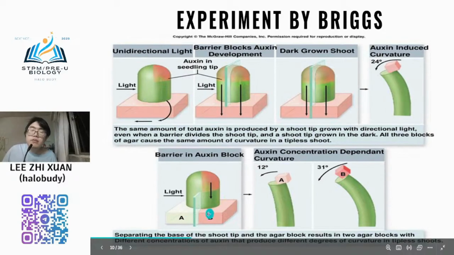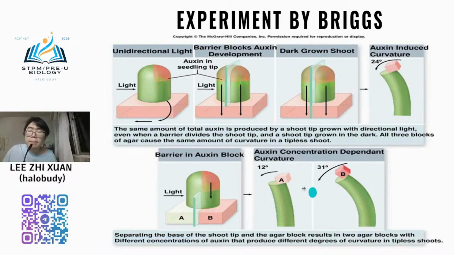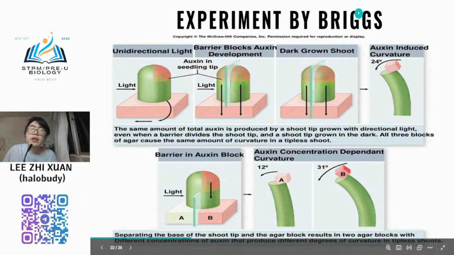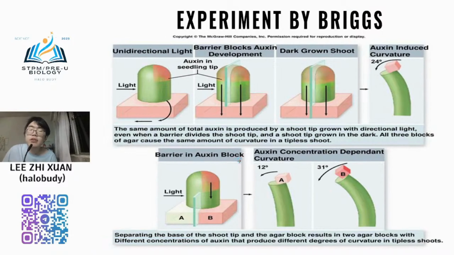So when you use this agar block and transfer it onto the plant again, you will find that the curvature of the plant for A and B are different. B will curve more, and for A the curvature is very low. The degree of angle of curvature is low, but for this one the degree of angle is high. So why? Because B contains a high concentration of auxin, so it will respond more highly toward the light compared to A. Okay, so this is the Briggs experiment that wants to tell you about the light response of auxin.